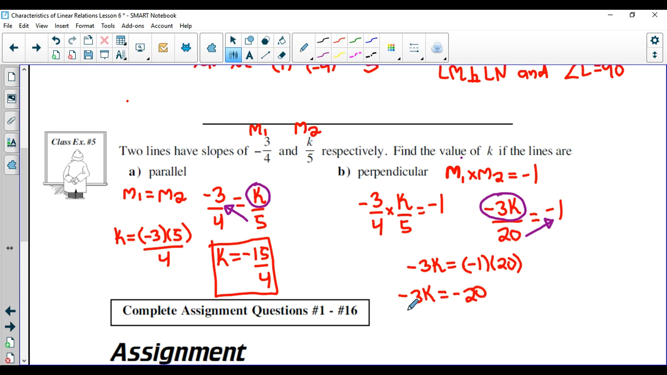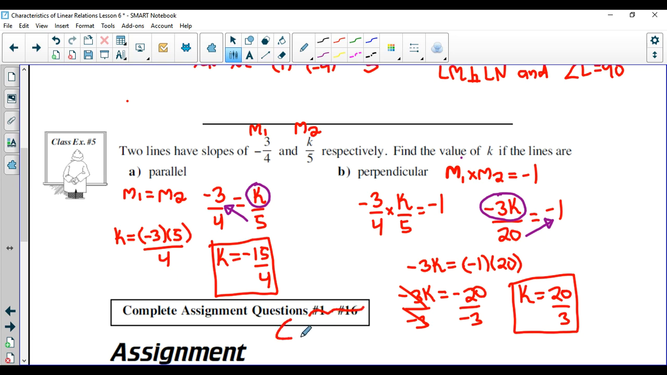And then to get k by itself, divide by -3, which will cancel off that -3. The fraction 20 over 3 does not reduce, but negative divided by a negative is a positive. So in order for those slopes to be perpendicular, the value of k would need to be equal to 20 over 3.